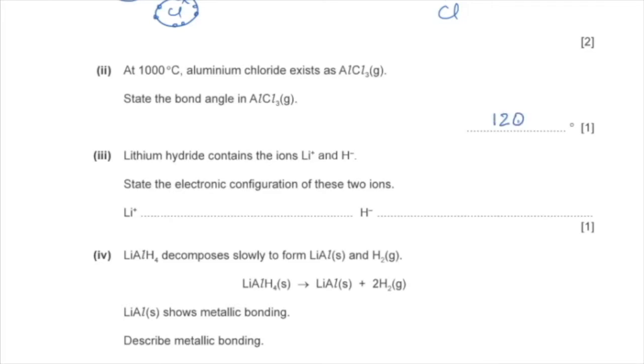Part 3, lithium hydride contains the ions Li+ and H-. State the electronic configuration of these two ions. So the electronic configuration of a neutral lithium atom would be 1s2 2s1. When we take away an electron, it becomes only 1s2. Now, hydrogen has its electronic configuration of 1s1. When an extra electron is added to it, it gets a complete shell, so it gets 1s2.